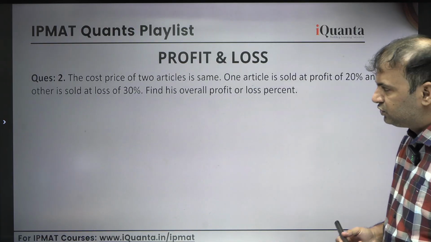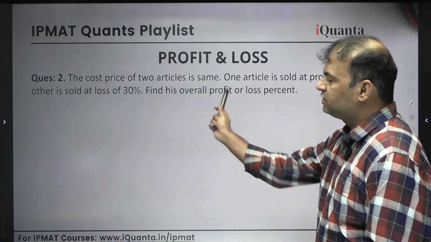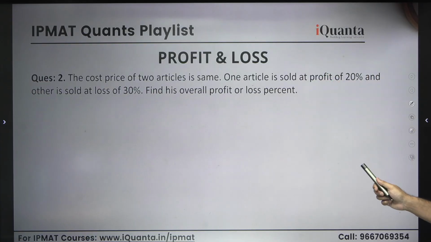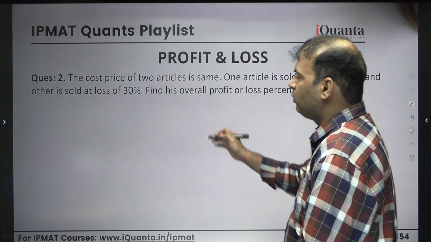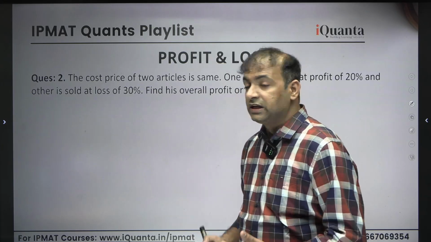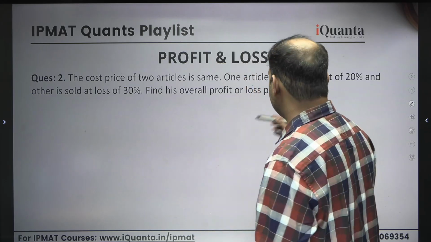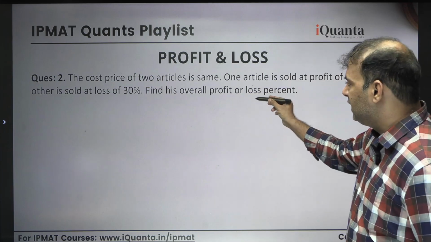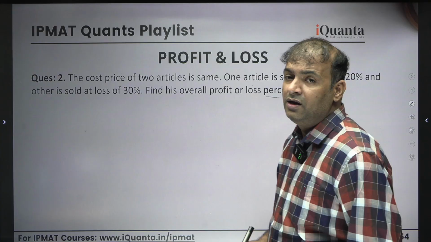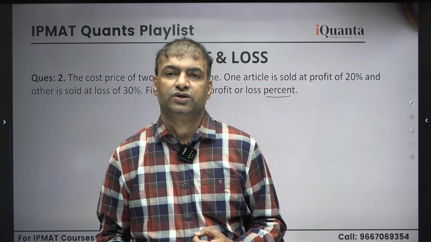Moving to question number 2, that's also easy, right? The question says that the cost price of 2 articles is the same. One is sold at a profit of 20% and the other is sold at a loss of 30%. Now we need to find his overall profit or loss percentage. We know that the cost price of both the articles is the same, but we are not given any values. We are only given the percentage values. That's why in the end they have only asked for the percentage value, right? No actual amount is given, no actual amount is being asked, right? So how do we do this?